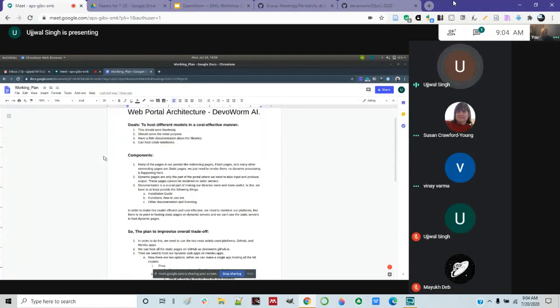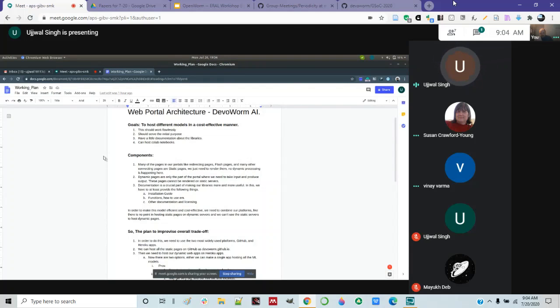So majorly, I have divided this project into three major components. The first is the pages that are your portal for redirecting, flash pages, and many other front pages. These pages are all static. There is nothing going on, no process is going on here. We just need to render them, and no dynamic processing is happening here. So this is the first part.